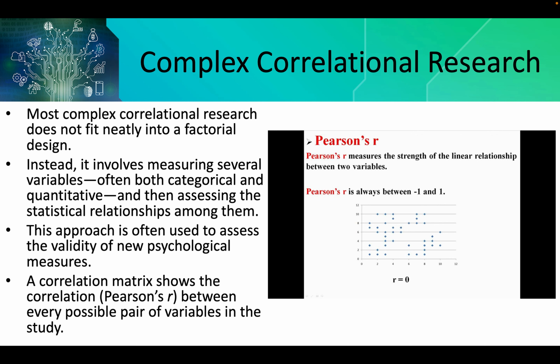Most complex correlational research does not fit neatly into a factorial design. Instead, it involves measuring several variables, often both categorical and quantitative, and then assessing the statistical relationship among them. This approach is often used to assess the validity of new psychological measures. A correlation matrix shows the correlation, Pearson's r, between every possible pair of variables in the study. This is Pearson's r, of course.